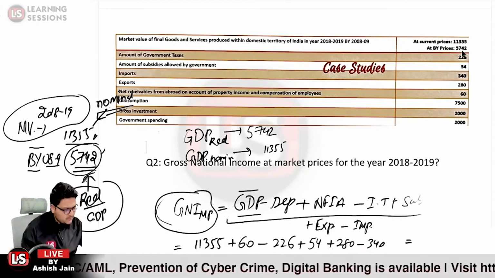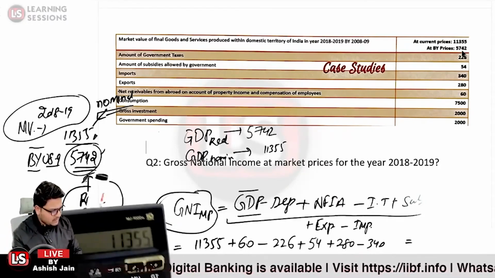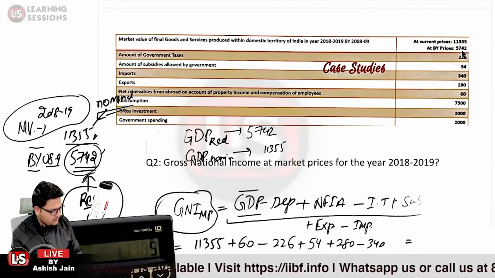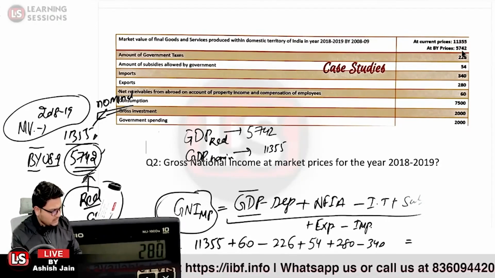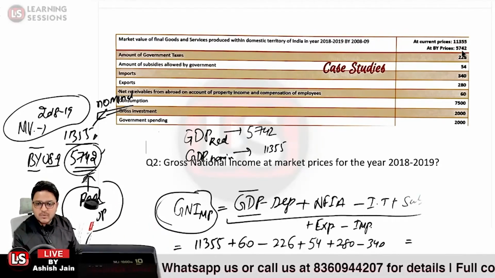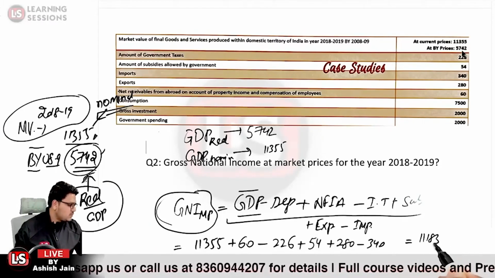Okay, let me solve this for you. So it is 11355 plus 60 minus 226 plus 54 plus 280 minus 340. That is 11183. 11183 would be the right answer in this particular question.